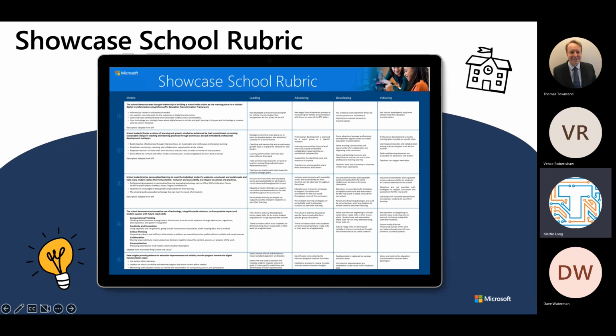And while you're maintaining, if you want to be an ongoing Showcase school and reapply, you need to be mainly aiming for leading and coming away from advancing. So there's that progression within the rubric. I know it's a little bit unusual that you would go from right to left, and I would like Microsoft to swap it around so initiating was on the left, not leading, but it is that way. So you start at initiating, then developing, then advancing, and then leading.